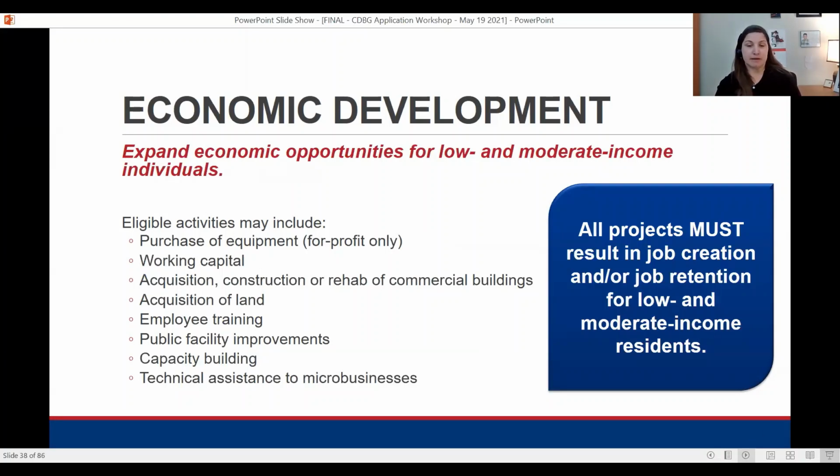It's important to remember that all projects must result in job creation and/or job retention, and those beneficiaries, those people that have those jobs, must be low and moderate income individuals. So that's a key component in the economic development type of activities.